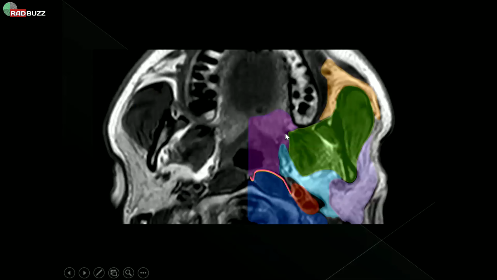How? Now see, that's the one in purple which I showed you at this level, the pharyngeal space.